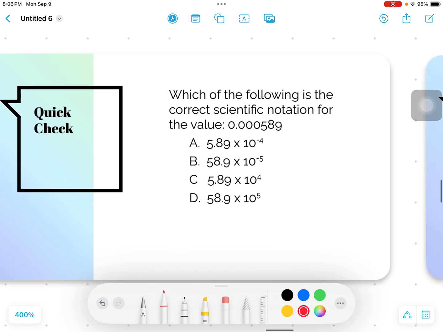All right, let's do a quick check. The following is the correct scientific notation for the value of 0.000589. Again, we're going to move our decimal so there's only one number in front of the decimal place. So not there, not there, not there, right there. Again, we only write sig figs, so it would be 5.89 times 10 to the 1, 2, 3, 4, but I moved to the right, so that means it's a negative 4. So A would be our final answer.